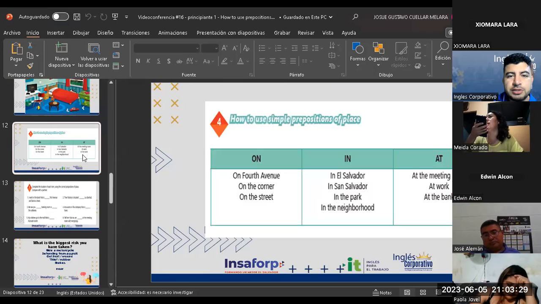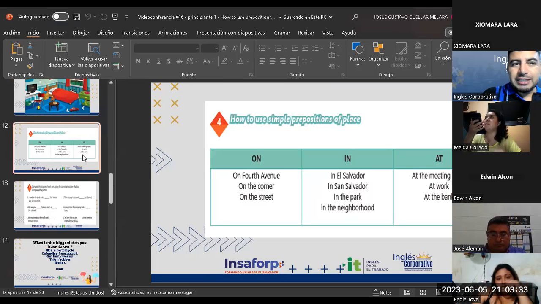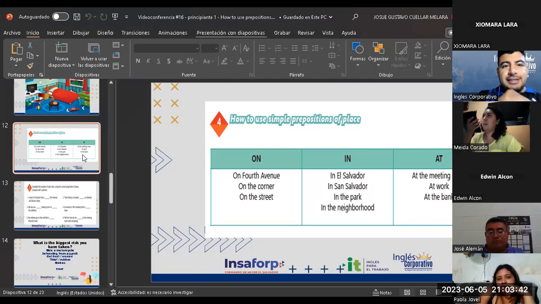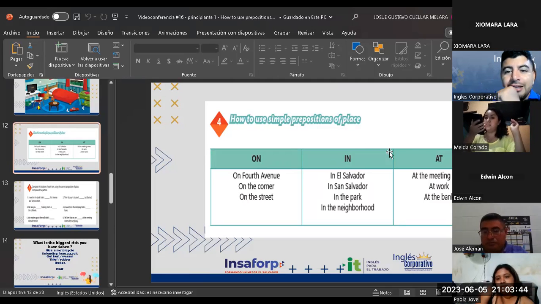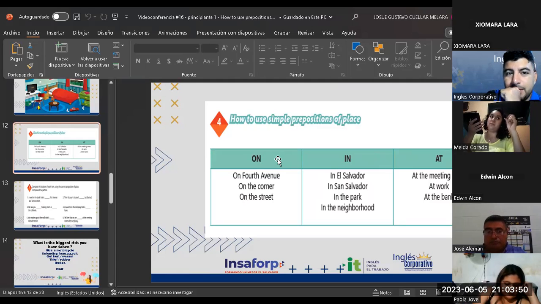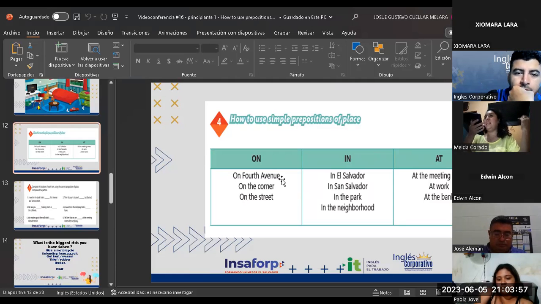Ok, we continue. Vaya, seguimos con prepositions of place, pero ya vamos a entrar a un tema muy importante, that is address, las direcciones, cómo dar direcciones, ok? So, in this case, here we have on, in, at. Se recuerda que eso lo vimos también, pero en el tema para decir algunos días de la semana, los meses, la hora, pero en este caso es algo tanto diferente.